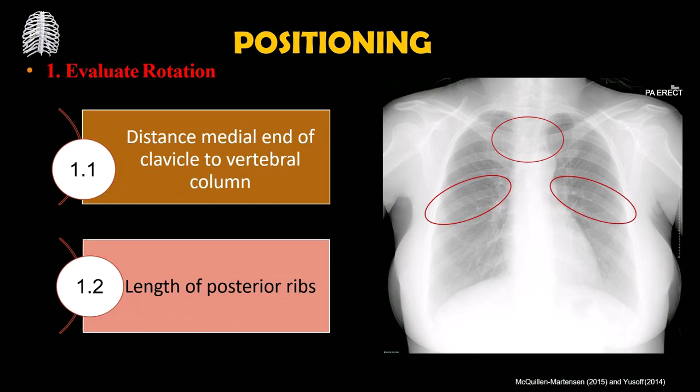For the second P, we should evaluate accuracy of positioning. Let's start with the first positioning criteria, which is rotation. This image shows a smaller distance from the right medial end of the clavicle to the vertebral column as compared to the left side. In addition, the right posterior ribs appear shorter than the left. Hence, this indicates that the patient was rotated slightly to the right.